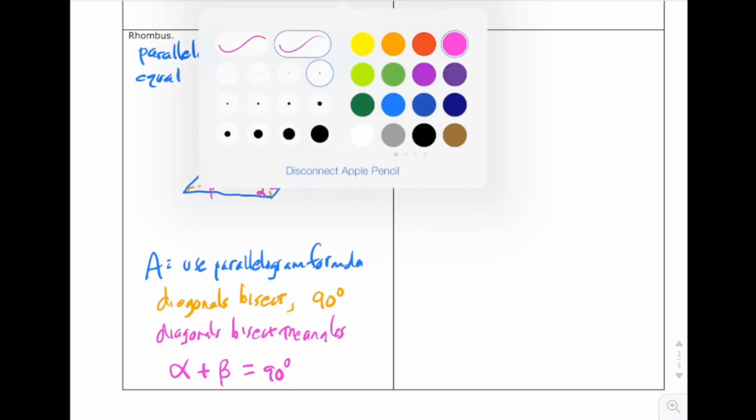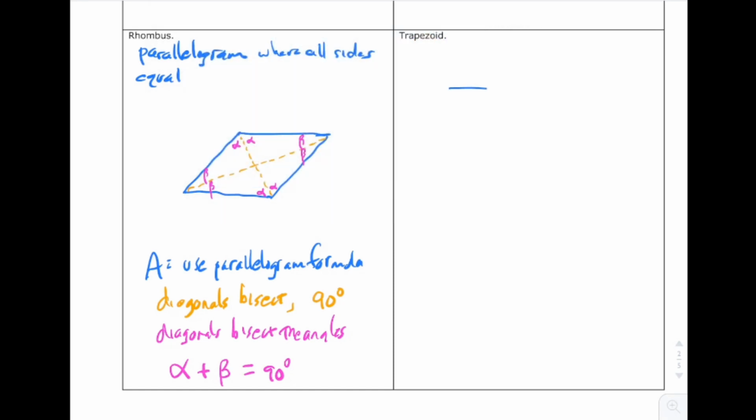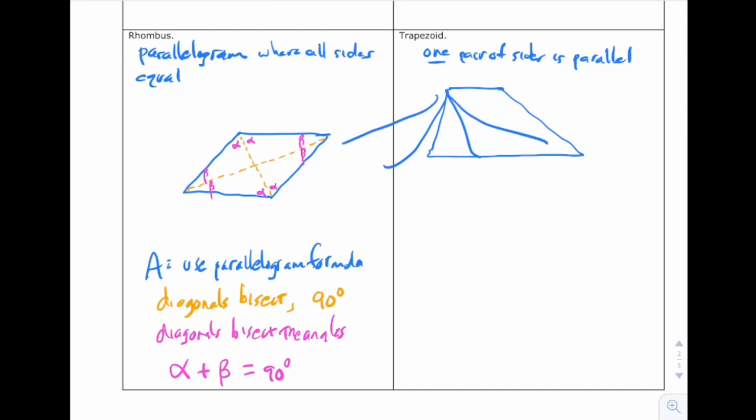So let's talk about these trapezoids. You've probably seen trapezoids before. The thing that makes it a trapezoid is that one pair of sides is parallel. Of course, you're not going to have two adjacent sides be parallel, but one pair of opposite sides are going to be parallel. These sides can look whatever angle you want. They can go wherever they want. But you have one pair of parallel sides.